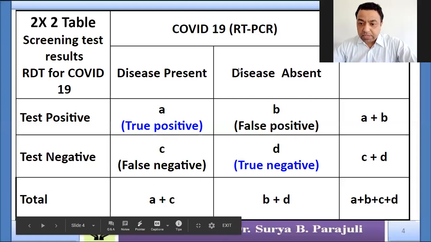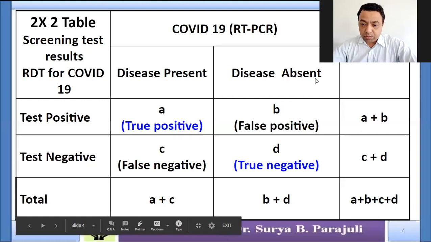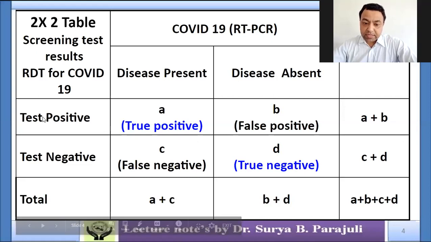A plus C total means disease present through this test. If you go through horizontal, if you go to vertical, a row, A plus B means test positive through this screening test RDT, test positive. C plus D is test negative through this RDT kit. Actually, it has 4 components. Through gold standard or diagnostic, this is positive, A plus C, total positive, this is total negative. This is one set. Another set is through RDT kit for COVID-19, A plus B is test positive, and C plus D is test negative.